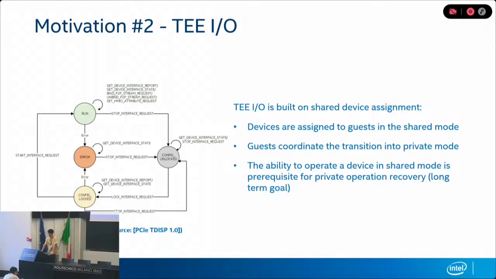So for compatibility reasons, the decision is that devices are assigned to the guest in the shared mode, and the guest coordinates the transition into private mode. And also, the ability to operate the device in shared mode is a prerequisite for private operation recovery. So this is our long-term goal.